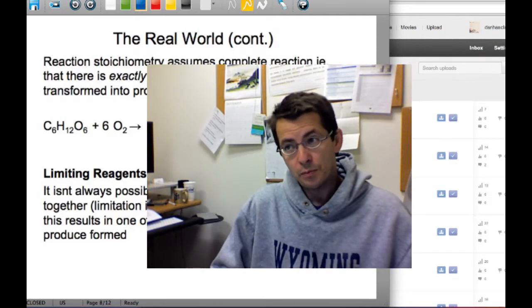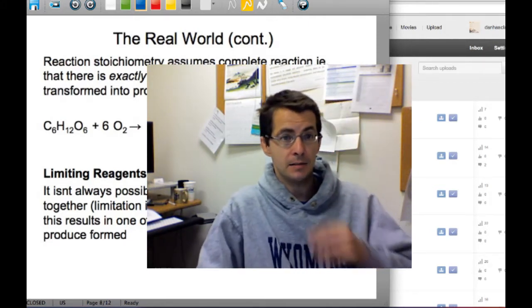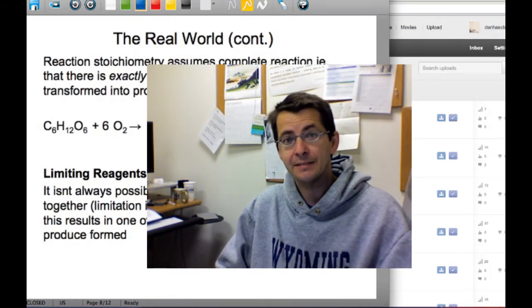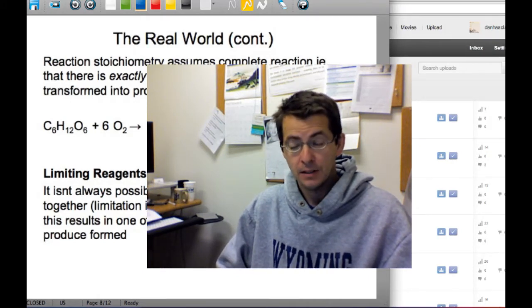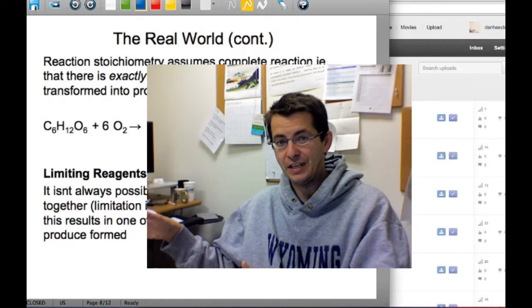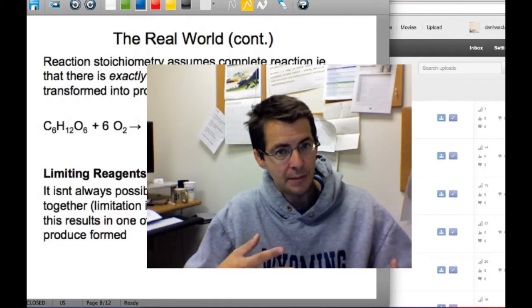There's another problem that you deal with in the real world, and that is when you do not have enough reactants. So we talked about the product side in terms of the yield. So let's talk about the reactant side, limiting reagents.